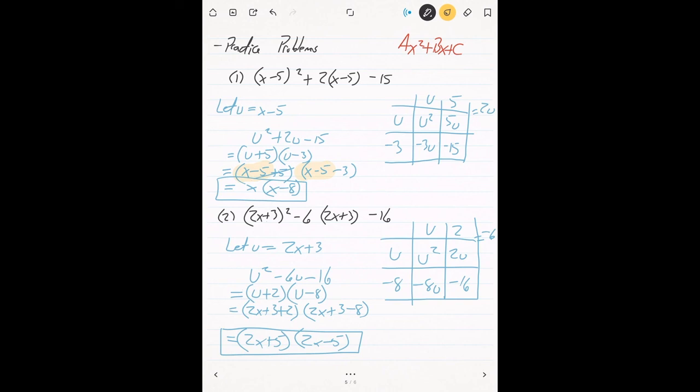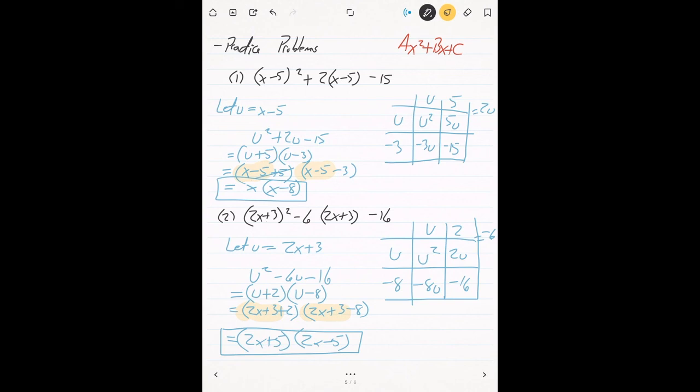Similarly, in the next problem, we let u be 2x plus 3. So we had u squared minus 6u minus 16. We then used the box method to factor this into u plus 2, u minus 8. Again, that's just the form. That's how the form factored down. We need to sub in what u is. 2x plus 3 and 2x plus 3. So I added 2 to one of them to get 2x plus 5, and then I subtracted 8 from the other one to get 2x minus 5. And here is going to be our final answer for problem 2.